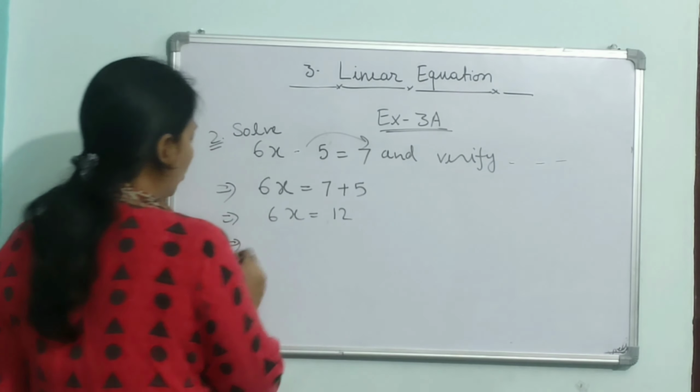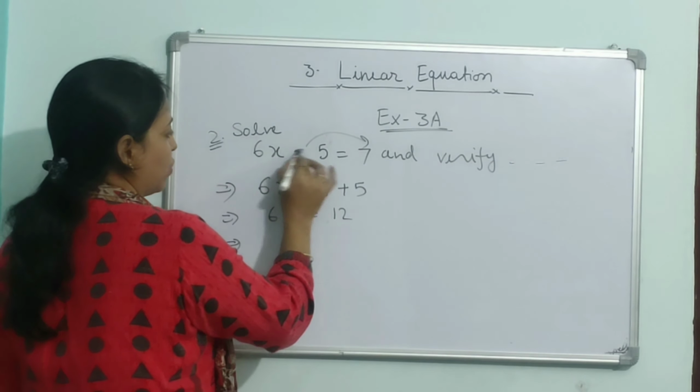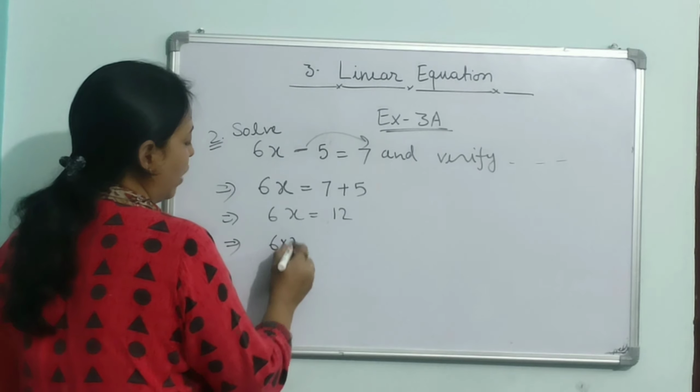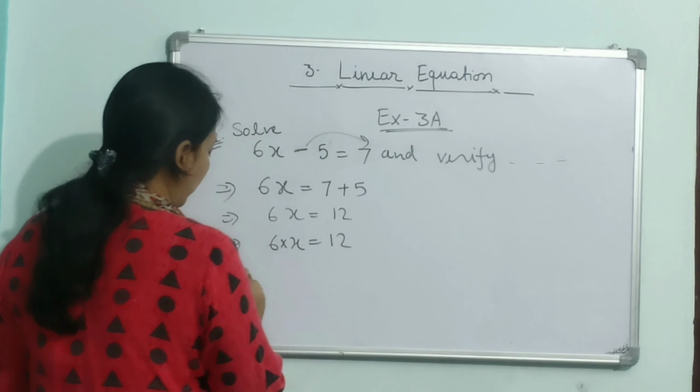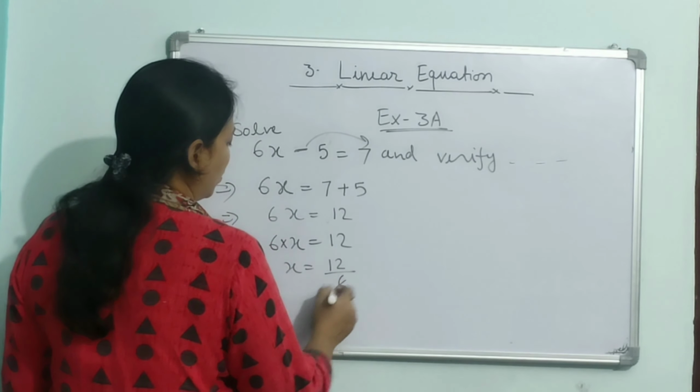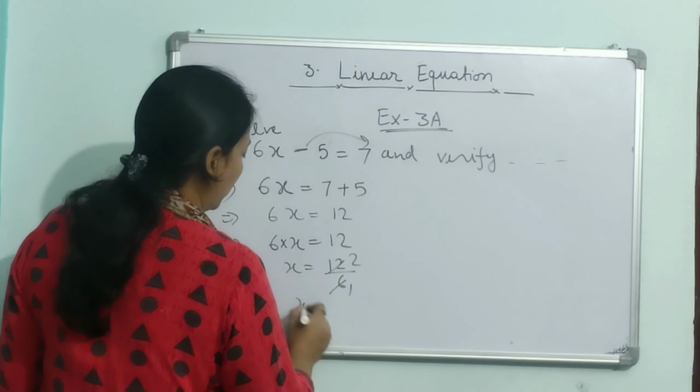Now here two operations are there. The first one is subtraction, and the second operation here is multiplication. So 6 into x is equal to 12. Then x is equal to 12 by 6. So 6 ones are 6, 6 twos are 12. So your solution is 2.